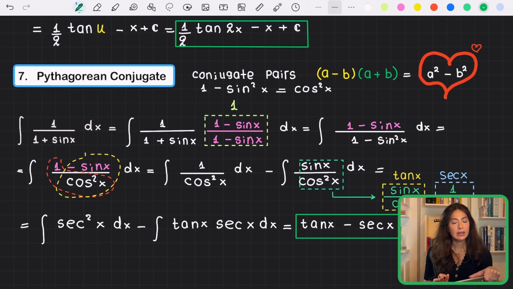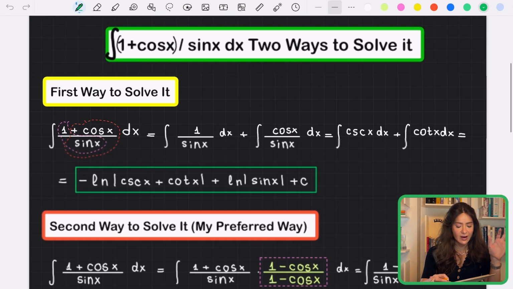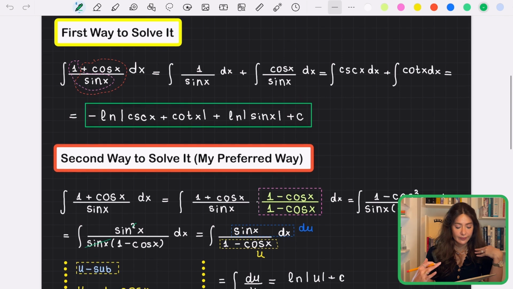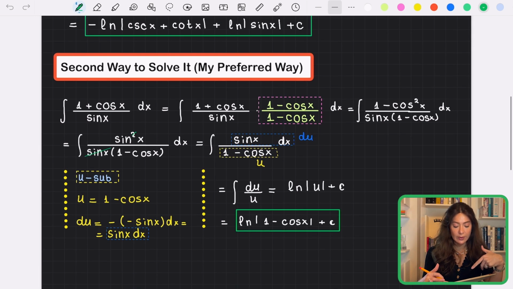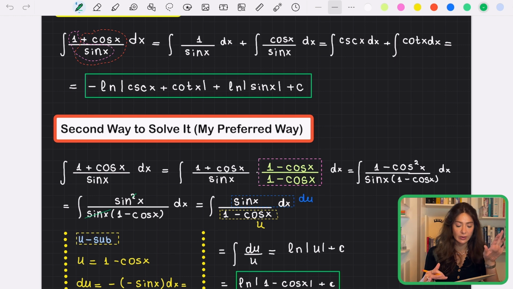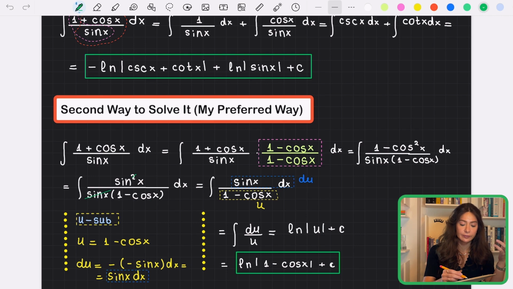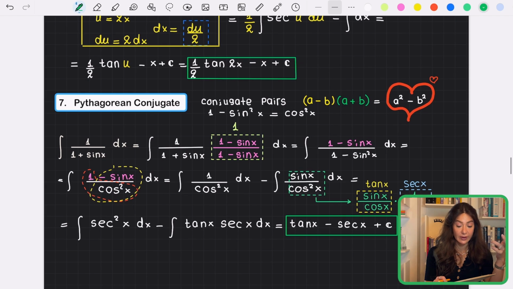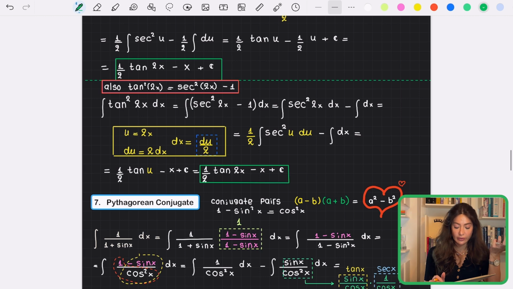Pythagorean conjugate, it's an interesting and very important trick. I have a video on my very favorite, special, dear to my heart integral, and this one gets solved using the Pythagorean conjugate. There's another way to solve it, but one of the more intuitive ways to solve it is the Pythagorean conjugate. So this is a very versatile trick that you can now have in your toolkit and apply to many, many integrals.